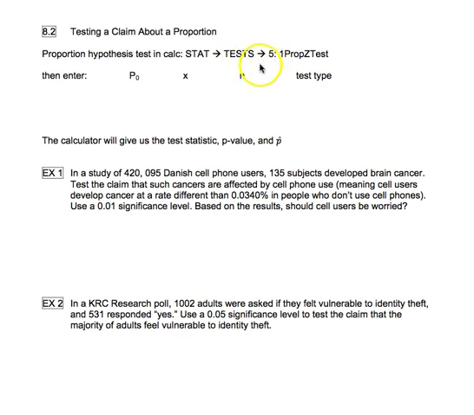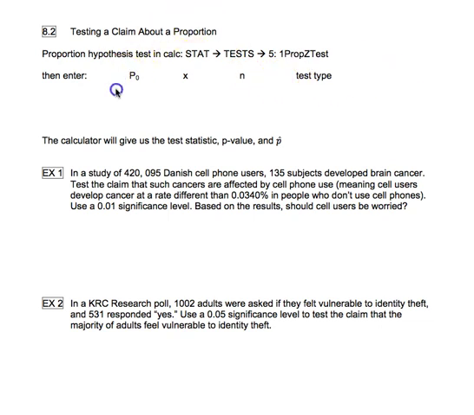Remember that when we did confidence intervals, we used Z when it was proportions, and we used T when it was means. And so that's why we use 1-PropZTest. So one proportion Z test is what that stands for. It's going to ask you to enter certain information, so it's important that we know what the symbols stand for.